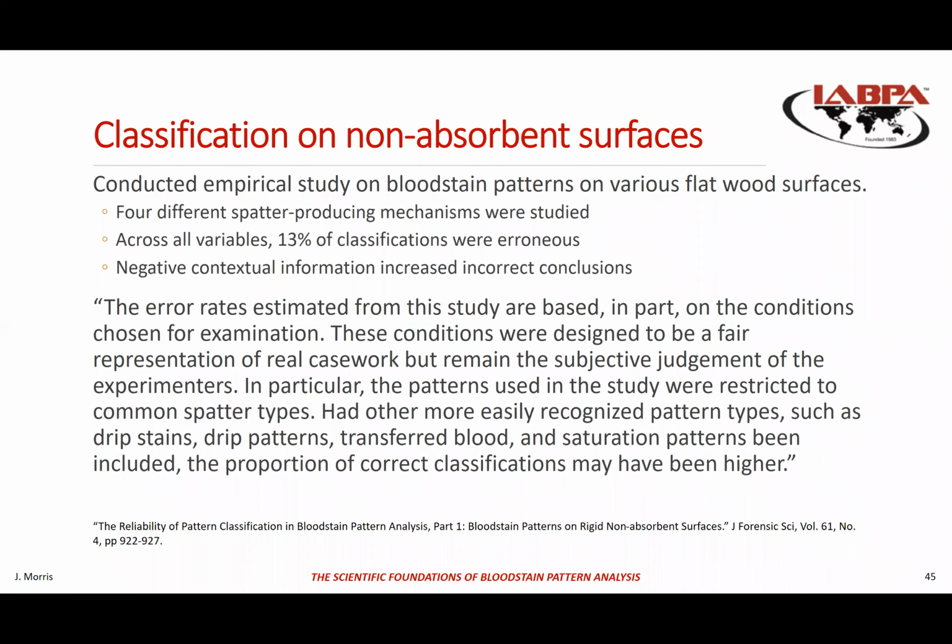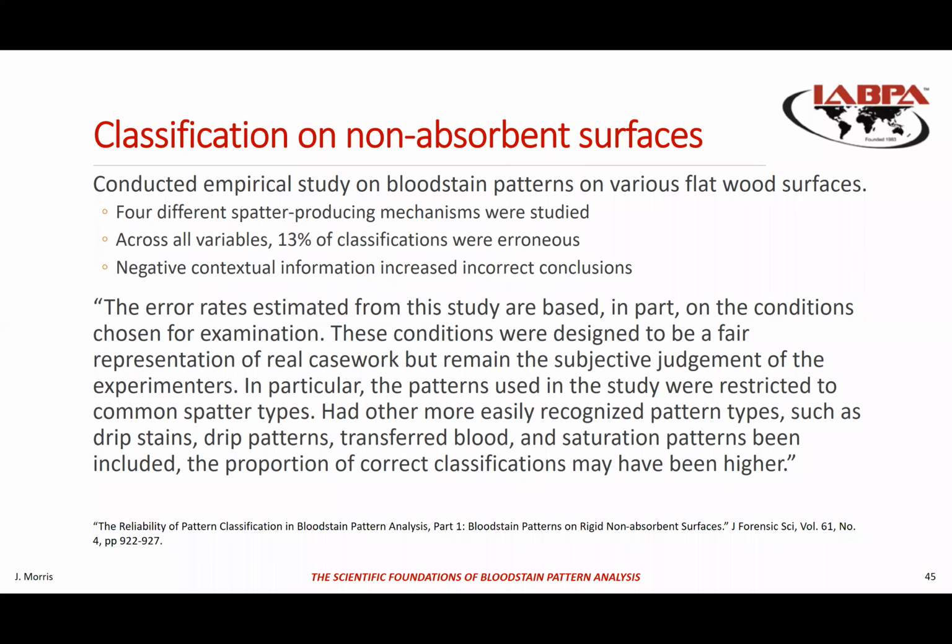So we look at the first one. This first one deals with bloodstains on rigid, non-porous surfaces. Four different spatter-producing mechanisms were studied, and across all variables, 13% of the classifications were erroneous. What that means is that the answers provided by a respondent did not contain the correct answer for how the researchers knew that pattern was created. So 13% of the time, the respondents got it wrong. Of specific interest in this study is that sometimes those wrong answers were related to false contextual information.